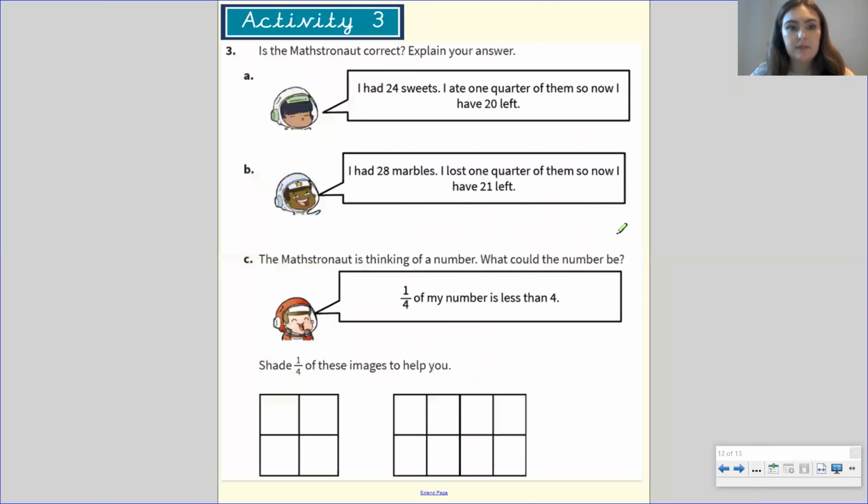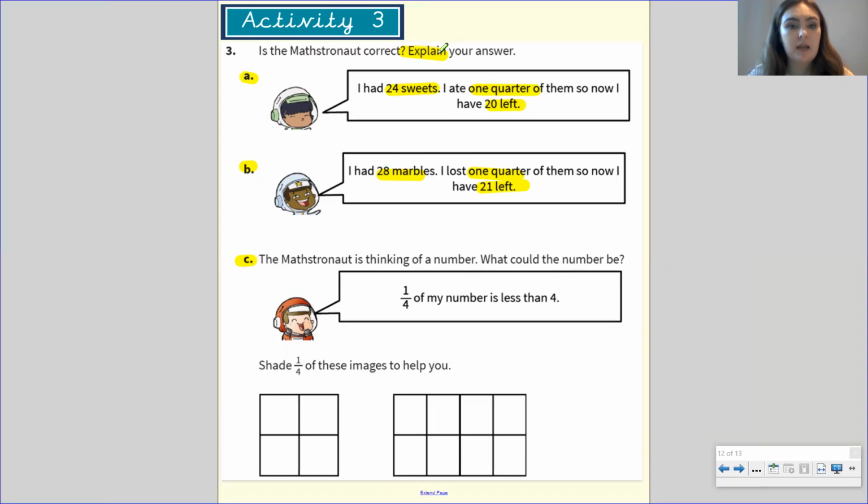Okay, and activity number 3, is the mathstronaut correct? Explain your answer. So we've got A, B, and C. Mathstronaut A says, I have 24 sweets. I ate 1/4 of them, so now I have 20 left. Is she correct? Yes or no? And explain why. B, I had 28 marbles. I lost 1/4 of them, so now I have 21 left. Is he correct? Yes or no?